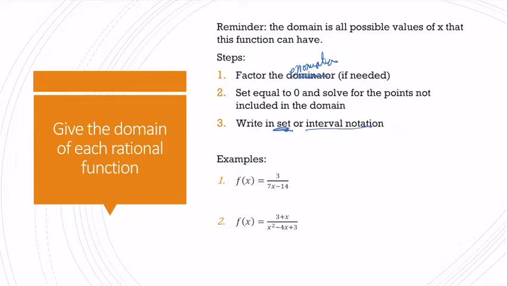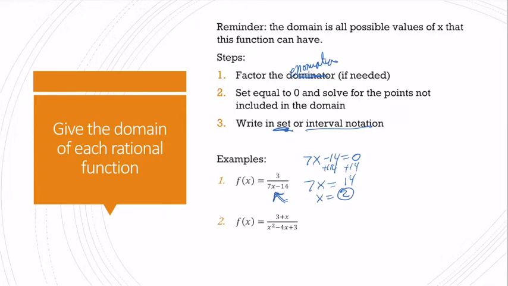So let's take a look. I've got f of x equals 3 over 7x minus 14. So if I set my denominator equal to 0, I add 14 to both sides. I get that 7x equals 14, so x equals 2. 2 cannot be substituted in my domain. It cannot be an x value in my domain. If I was to substitute in 2 for x, I would get 0. 7 times 2 is 14, minus 14 is 0.